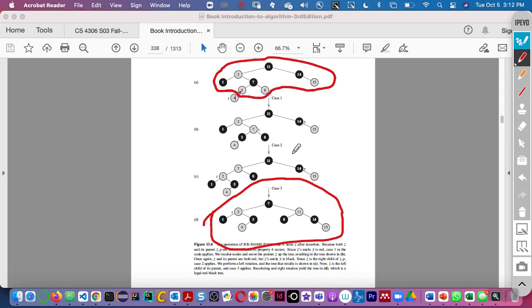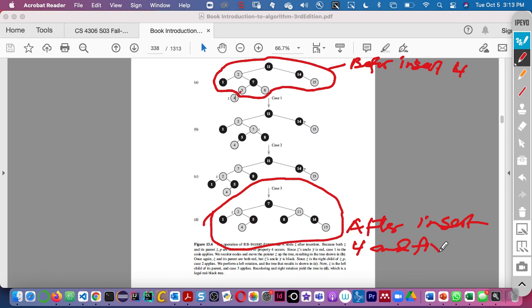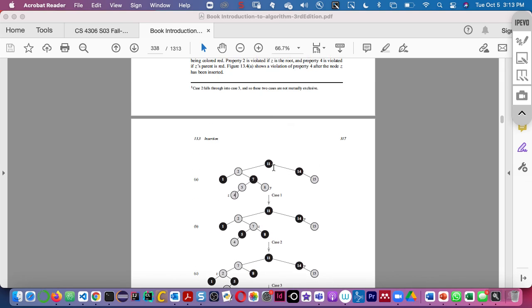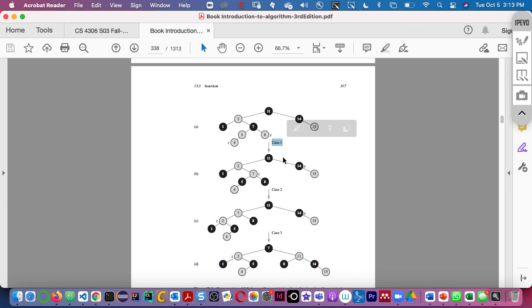And number these two, case 1, and these two are intermediate steps. Okay, so originally this was the original, this was before inserting 4, and after inserting 4 and fixing up, these are intermediate steps. So over here, in the intermediate steps, in one phase it falls under case 1, and in another case 2, and in case 3. The slides have a different case 1.